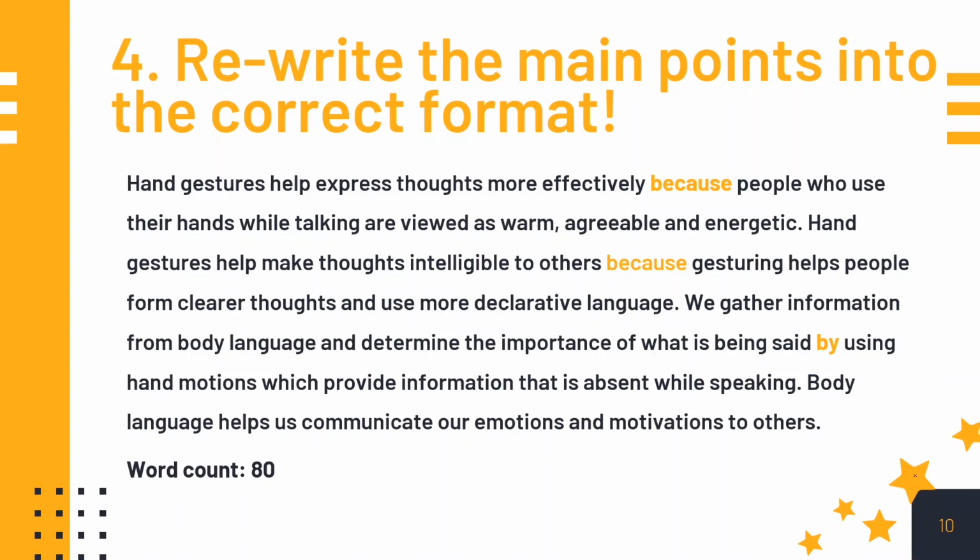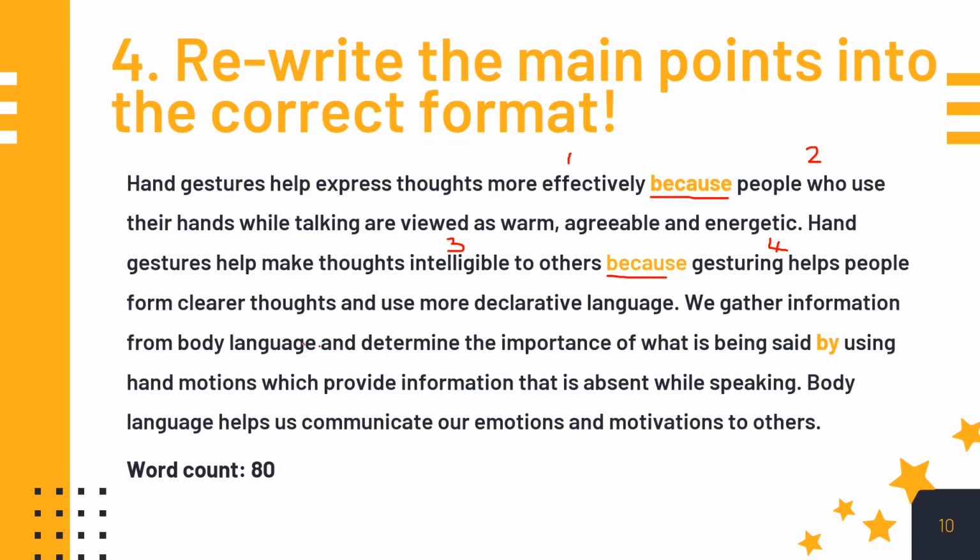We now have to write the main points as a fluent paragraph, and we do this by making use of conjunctions. Hand gestures help express thoughts more effectively because people who use their hands while talking are viewed as warm, agreeable, and energetic. Here, we've joined the first and the second point by using a conjunction. Hand gestures help make thoughts intelligible to others because gesturing helps people form clearer thoughts and use more declarative language. Here we've joined the third and the fourth main point.